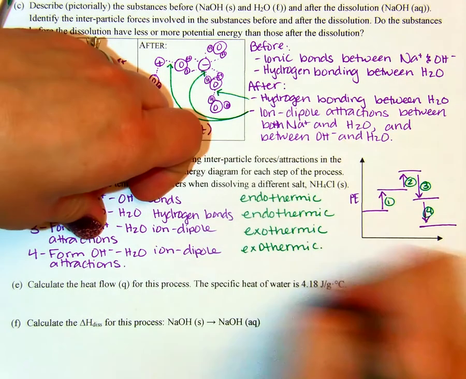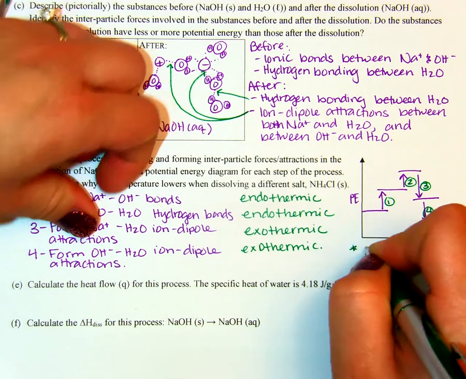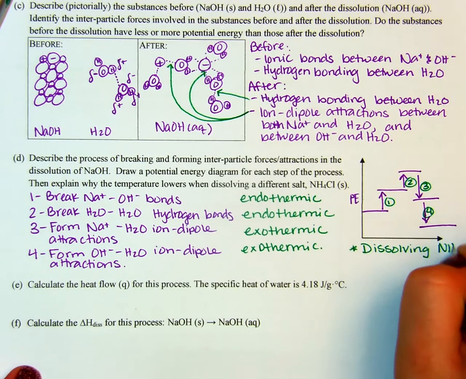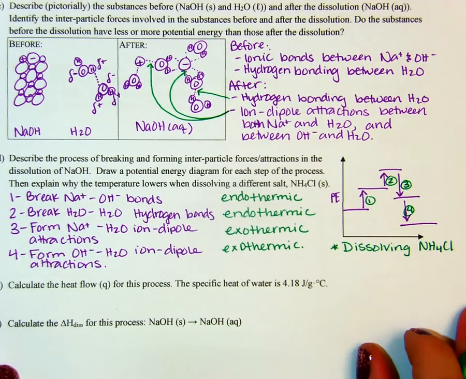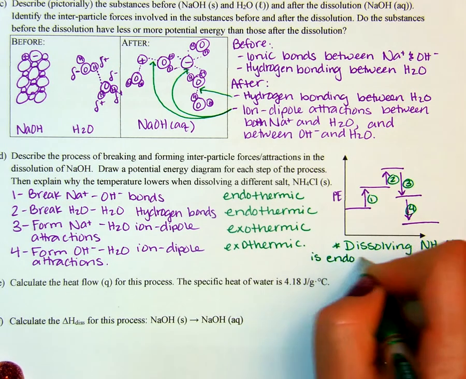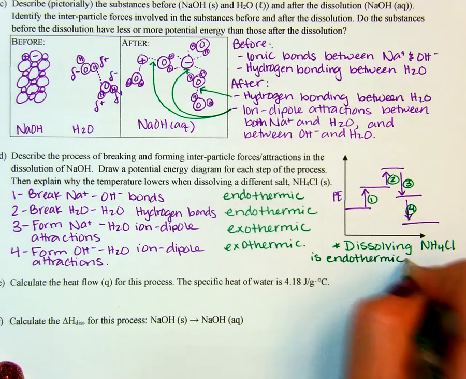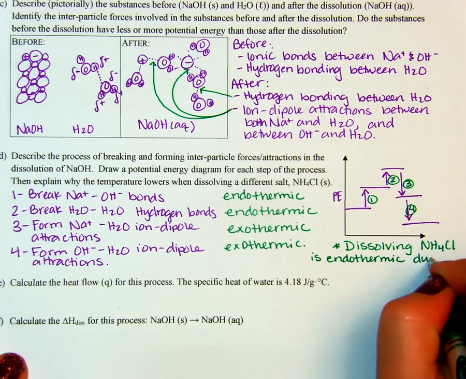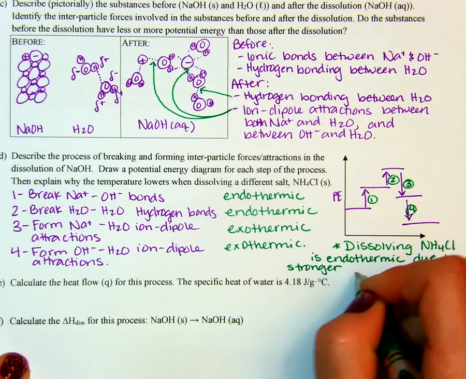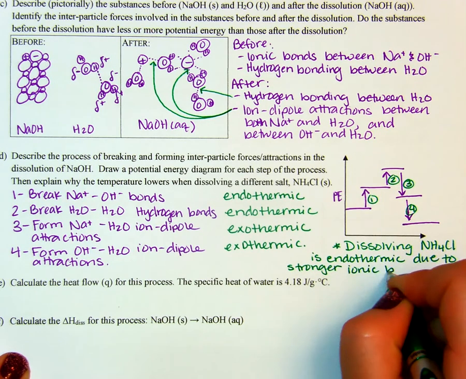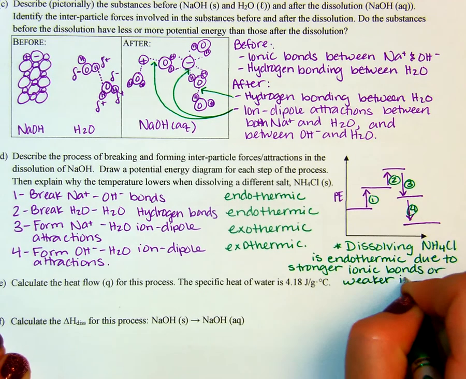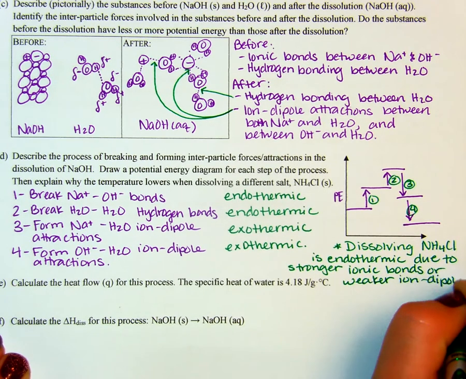So let's write that over here. Dissolving ammonium chloride, as you can see, is endothermic, due to stronger ionic bonds or weaker ion dipole attractions.